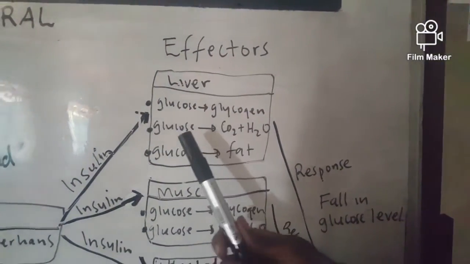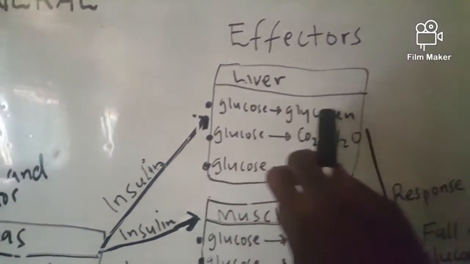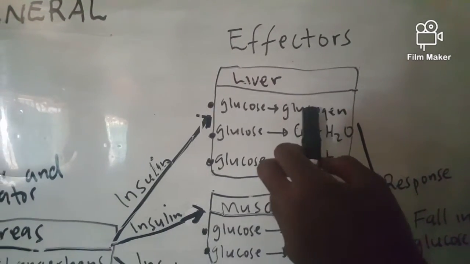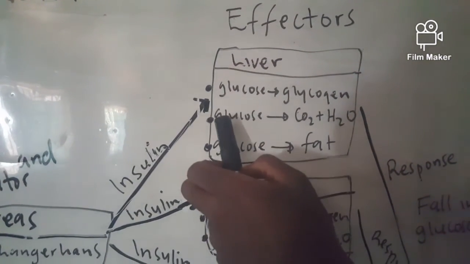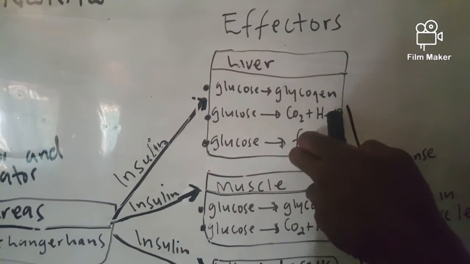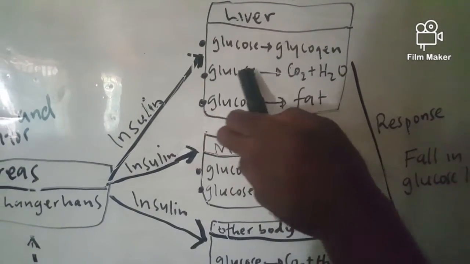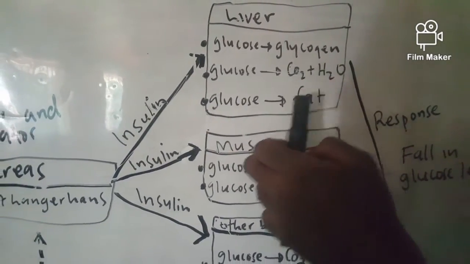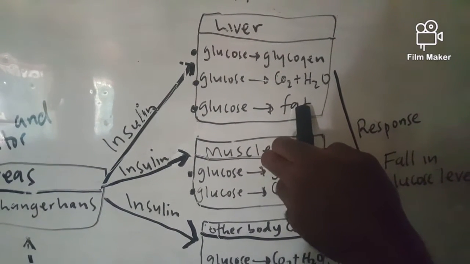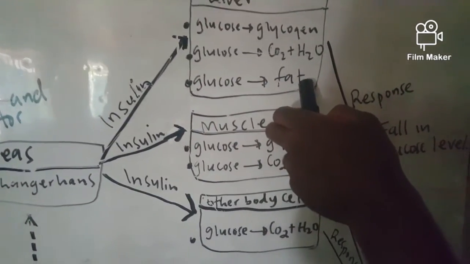In the liver, it will result in the conversion of the excess glucose into glycogen for storage, which is an insoluble polysaccharide. Conversion of glucose to carbon dioxide and water: this is cellular respiration, increasing the rate of cellular respiration. Conversion of glucose to fat for storage in adipose tissues, that is what we call lipogenesis.